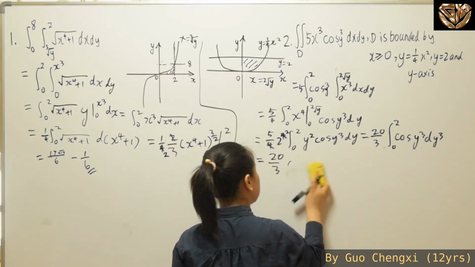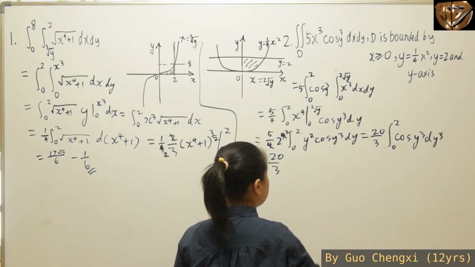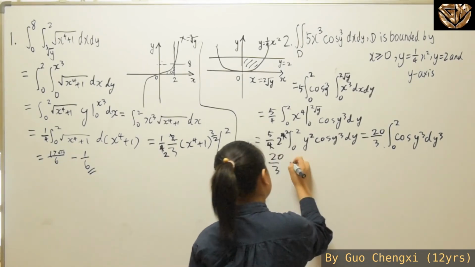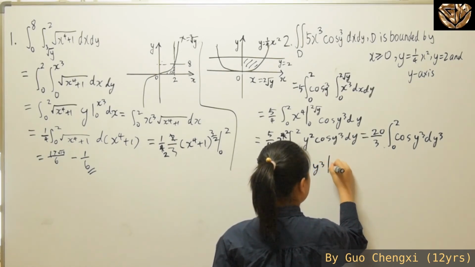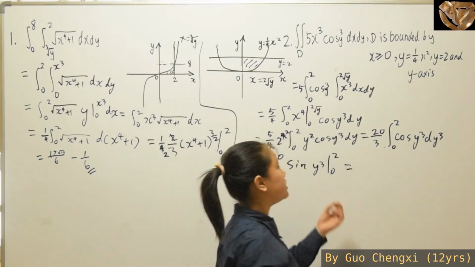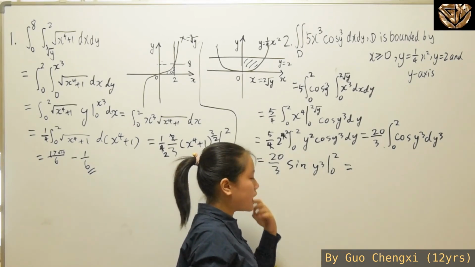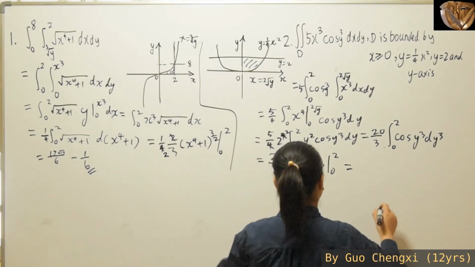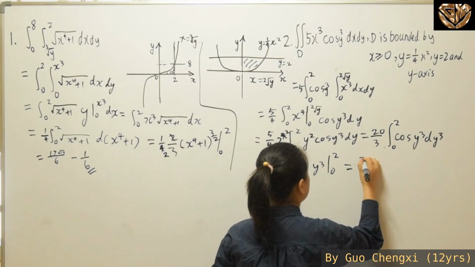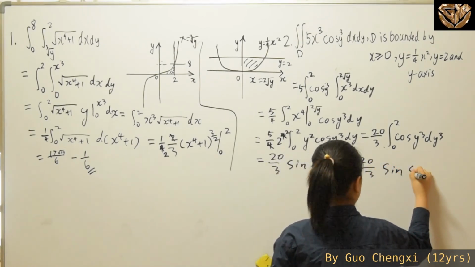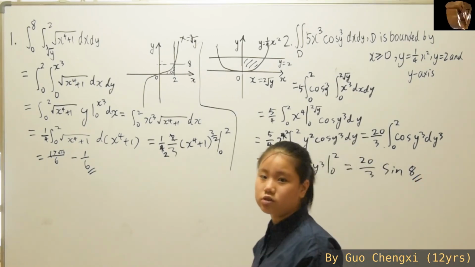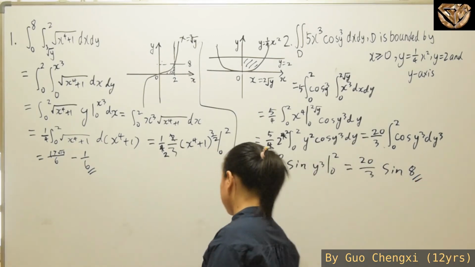So cosine over here, when you integrate it, will become sine. So sine y cubed from 0 to 2. Sine 0 is 0, so we can ignore that part. On the other hand, sine 2 cubed will simply be sine 8. Well, you cannot get a numerical result, so we just straight away put sine 8.